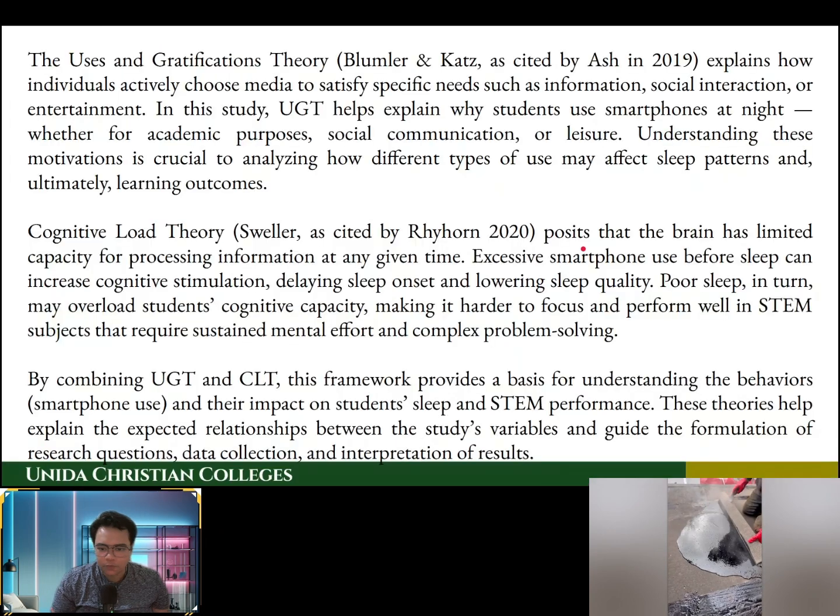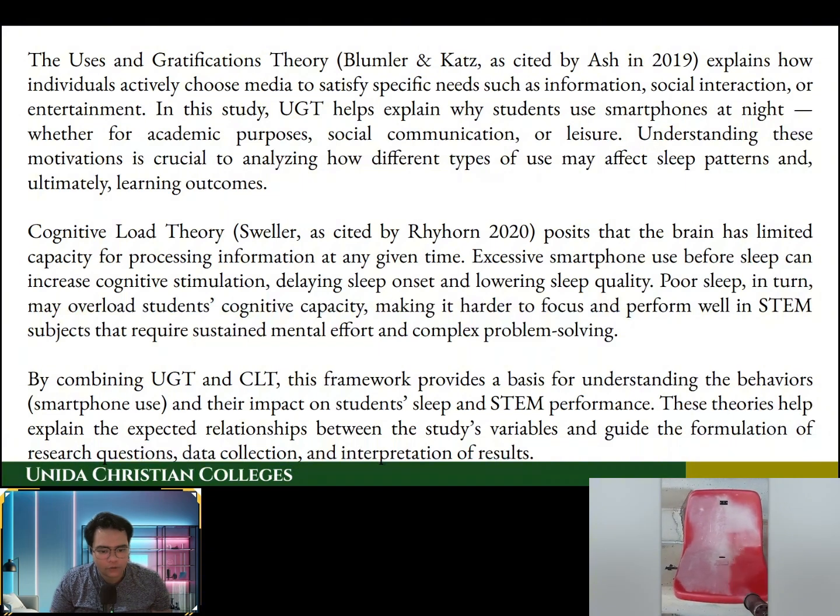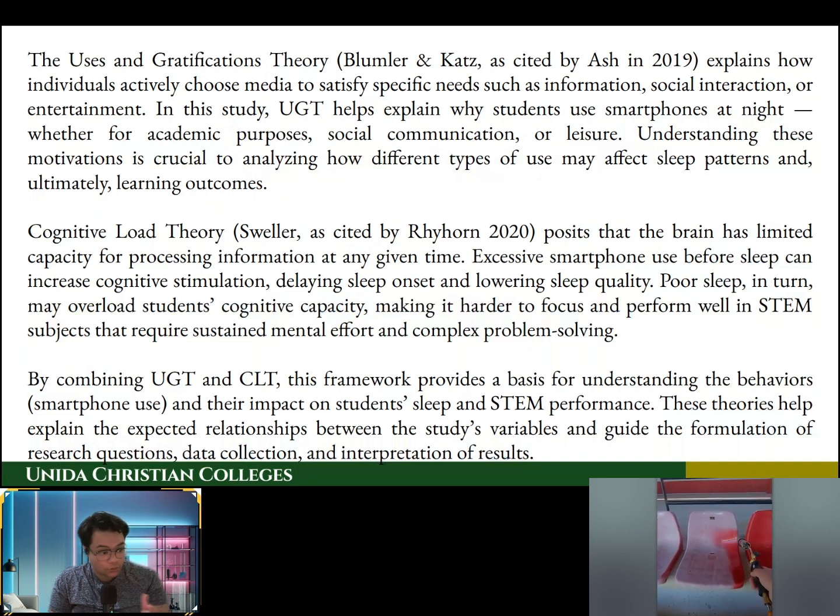So, dito po sa sample natin, ginamit po natin ang uses and gratification theory. Okay? So, it explains how individuals actively choose media to satisfy specific needs. Etong UGT, ayan. So, you can pause the video to read it now. Okay? So, essentially, there are a few parts to a theoretical framework. But in this sample, we use two theories for a theoretical framework, which you could do.